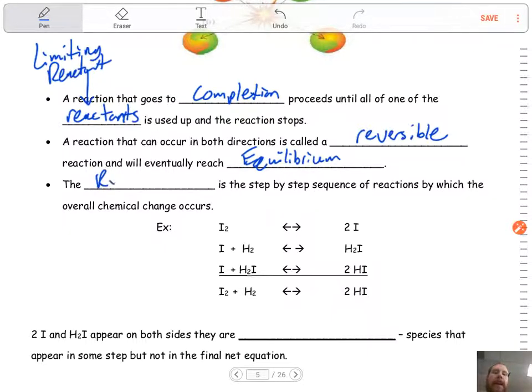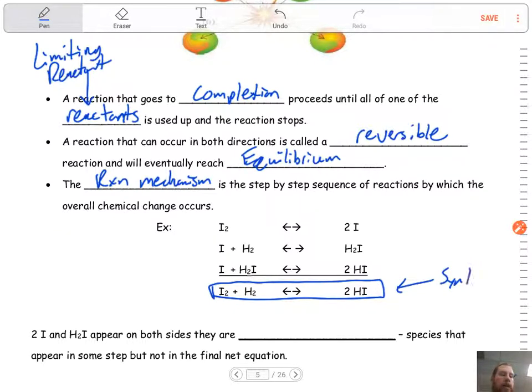The reaction mechanism is the step-by-step sequence of the reactions in which they occur. So, this is what we've seen up until this point, this final reaction: I2 plus H2 yields 2HI. We've balanced those. We've identified it. Review question here, what type of reaction is this? If I was going to classify it, this would be a synthesis reaction.